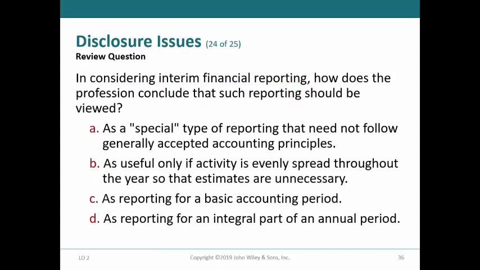To review interim reporting, we have another multiple choice question. The answer is, as we discussed previously, the profession feels that interim reporting should be viewed as an integral part of an annual period. This is the end of the first part of the presentation for Chapter 24, Full Disclosure in Financial Reporting.